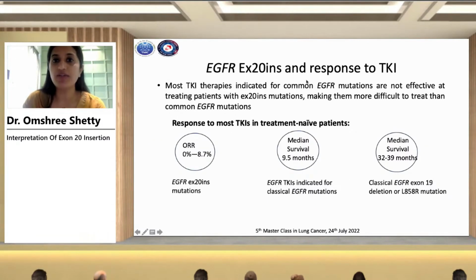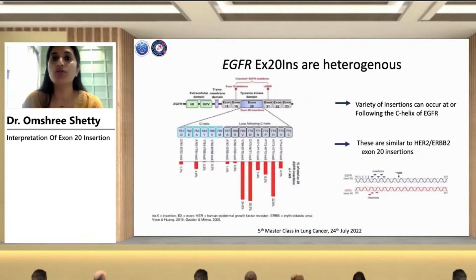So for EGFR exon 20 insertions, the response to TKI has been really poor to the known TKIs. And using normal TKI, the median survival is hardly a few months as compared to the classical treatment given to the known mutations. So as I already said, these are heterogeneous mutations. And with the limited knowledge of the testing which was being done previously, we could only identify very few known alterations. But with the help of NGS, many of those things are now being uncovered.